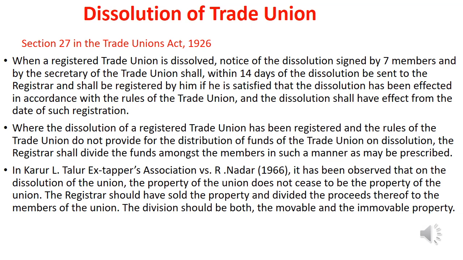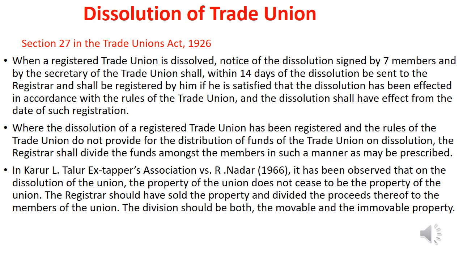When a registered trade union is dissolved, the notice of the dissolution should be signed by 7 members and also by the secretary of the trade union, and they should submit it within 14 days to the registrar. The registrar will check whether the dissolution is satisfied and is according to the rules of the trade union or not. If he is satisfied with the rules, then the dissolution shall have effect from the date of registration.